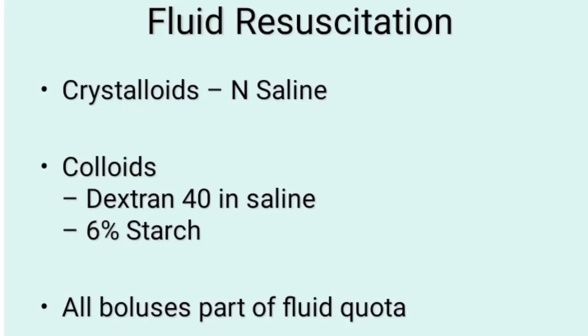Fluid resuscitation boluses are given in the form of crystalloids, that is normal saline, or colloids can be used, like dextran 40 in saline and 6% starch. So all the fluids are part of the fluid quota that you have calculated, in the form of maintenance fluid plus 5%. So any fluid, like oral fluid or boluses, should be a part of that fluid quota, and you will subtract that from it.